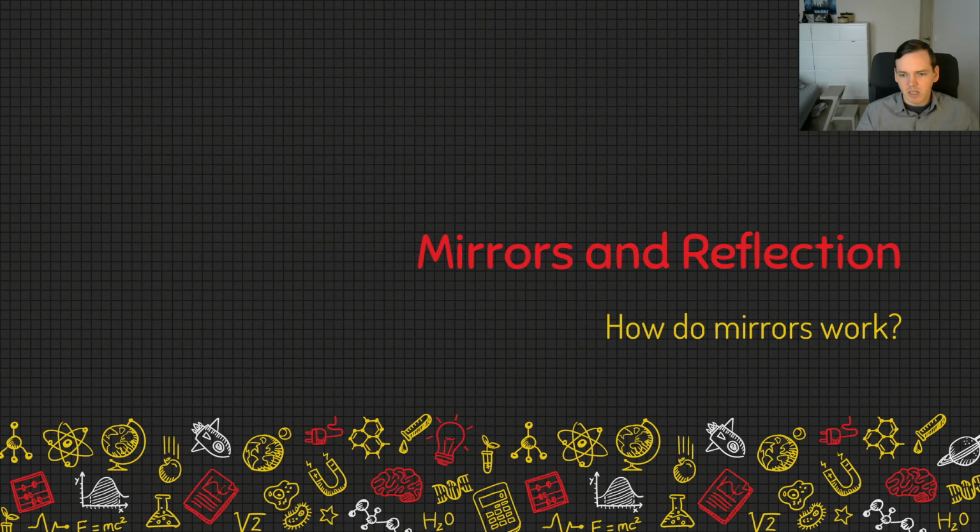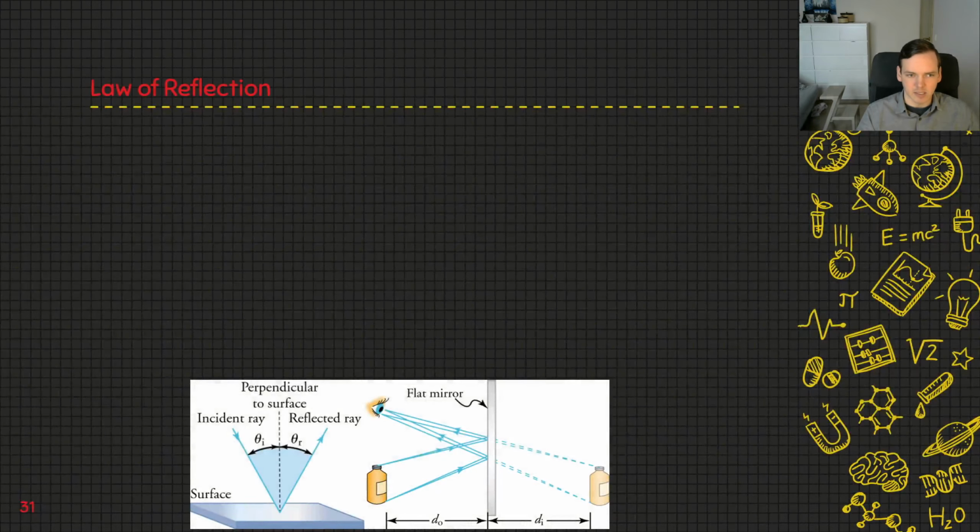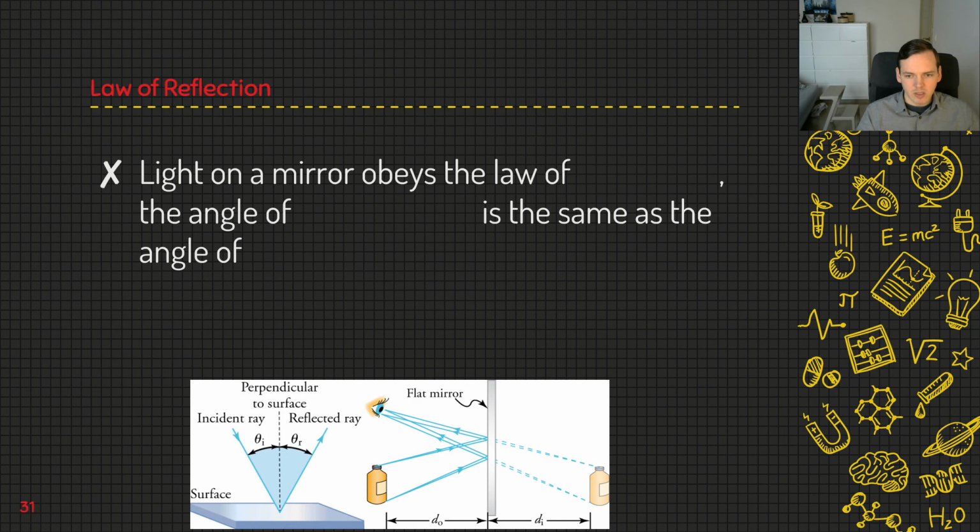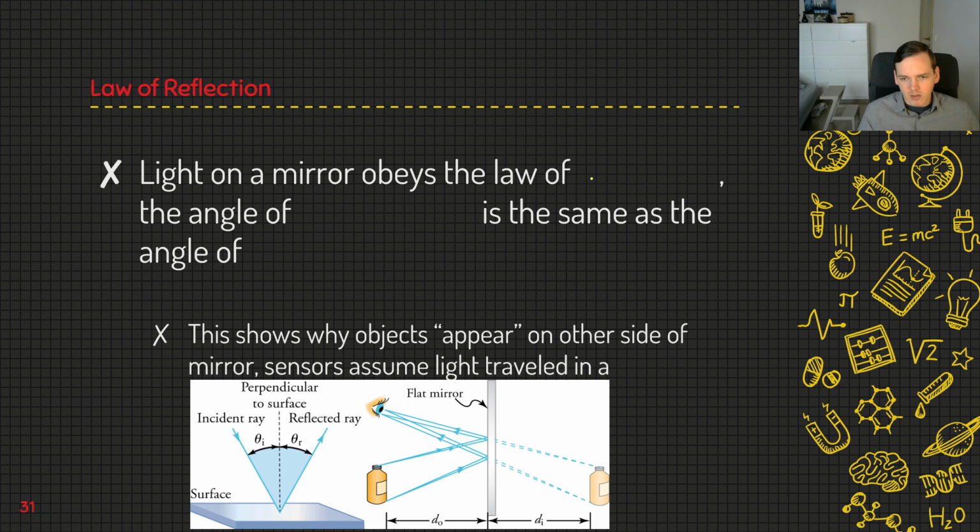Let's take some time to talk about mirrors and how they work and how reflections work in detail. So this is the more technical definition as opposed to the model that roughly outlines things. First we're going to talk about the law of reflection. Light on a mirror obeys the law of reflection, which says that the angle of incidence is the same as the angle of reflection.